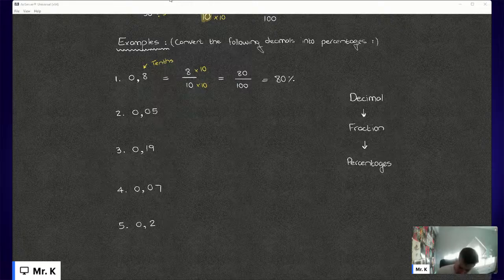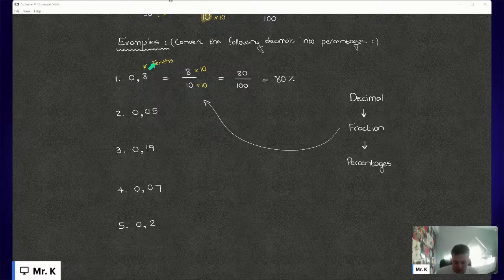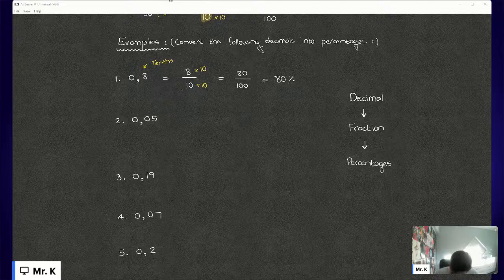So, looking at example number 1, guys, it's clear how we have followed this order that we've written down on the right-hand side. We start with a decimal value, and instead of jumping straight to a percentage, it's often easier for us to change into fraction form first. All right, so that's what we're going to do with example number 2. Looking at the second example, 0,05. What is different about this example?